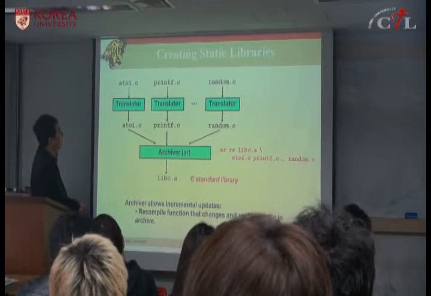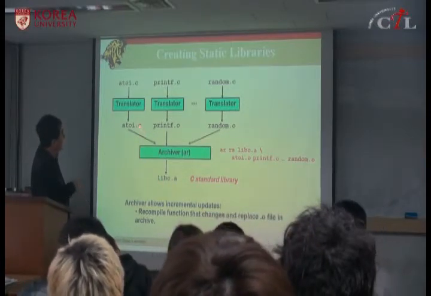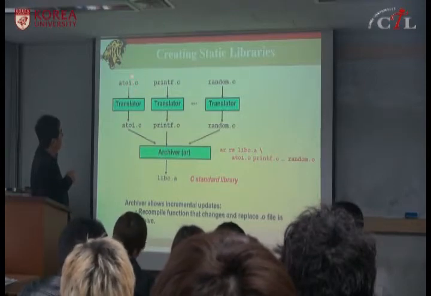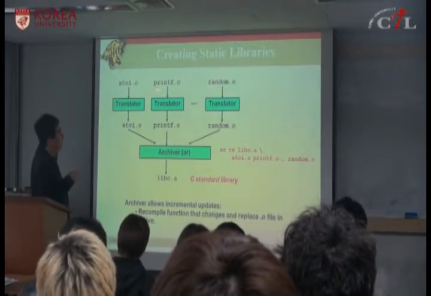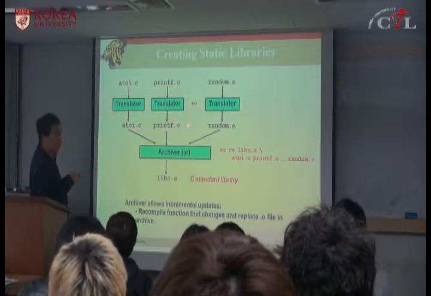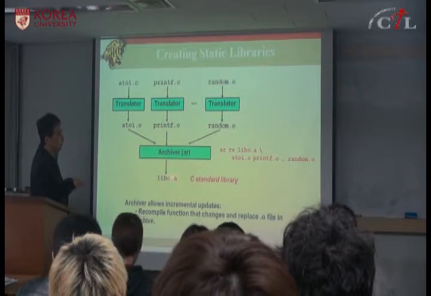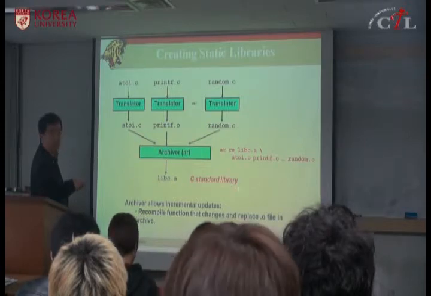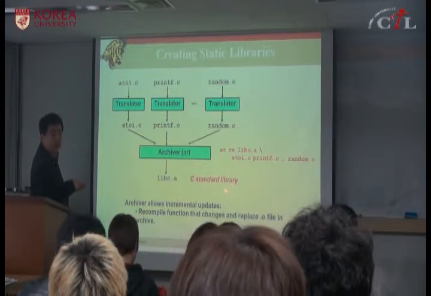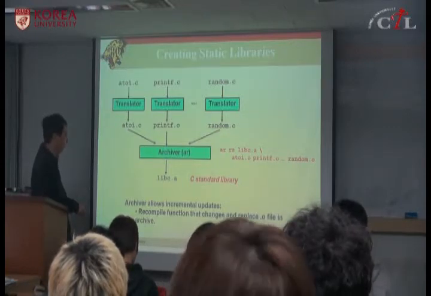So, static libraries, for example, the C standard library. There are separate functions, each compiled and generated into relocatable object files, and using the archive command, they create a set of these object files, which is a library.